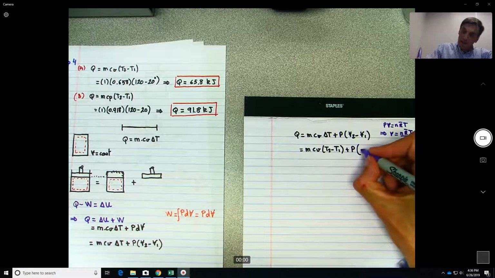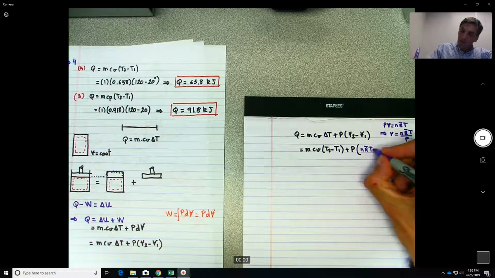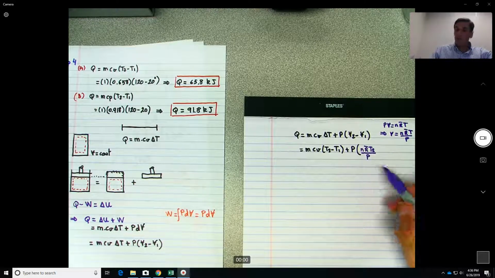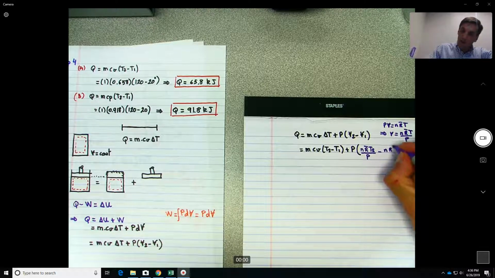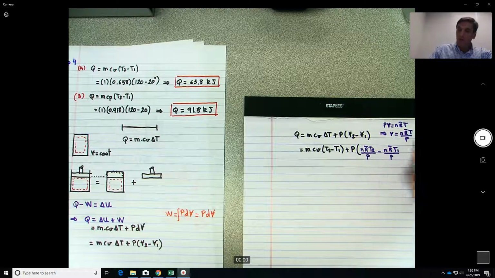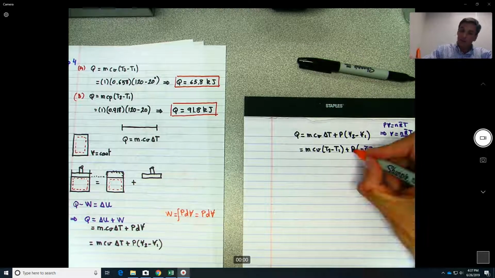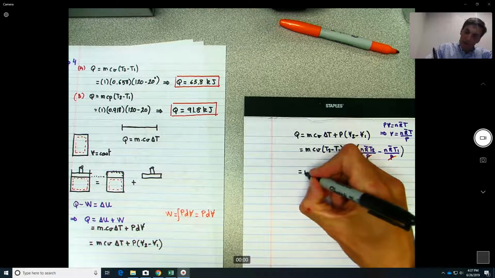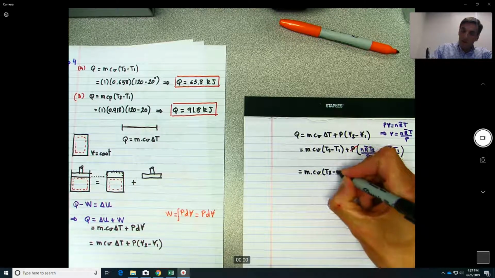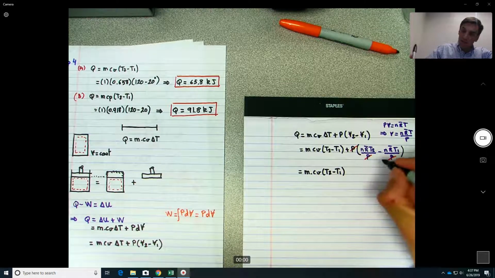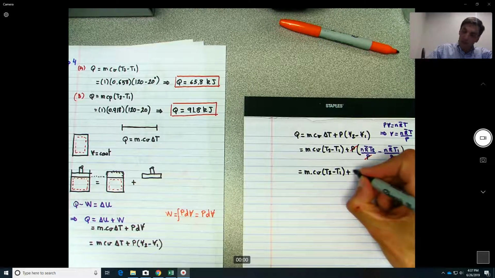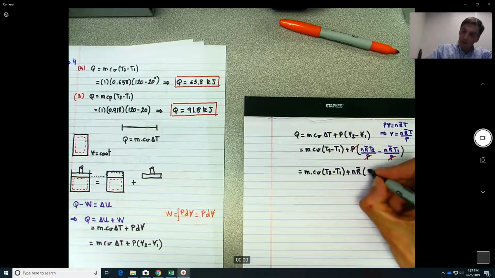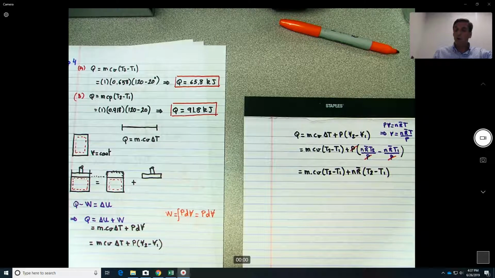So V2 will become what? n R bar T2 over P2, but it's constant, minus n R bar T1 over P. And you can see right away what's going to happen. The P will cancel out, and we will end up with M CV (T2 minus T1) plus n R bar (T2 minus T1), which is equal to what?